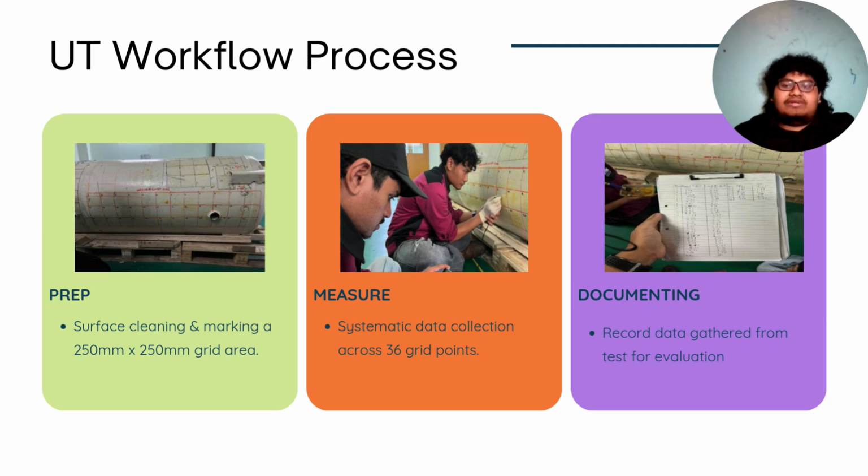Our workflow is divided into three phases. First is prep, where we clean the target surface to bare metal and mark a 250 by 250 mm grid. Second is measurement, where we systematically record data at 36 specific grid points. This is not just about single numbers. It's about mapping the entire surface to identify patterns of wear. Finally, we move to documenting, where every data point is recorded on a standardized evaluation sheet. This creates a reliable data trail that allows us to compare current readings against a historical baseline.